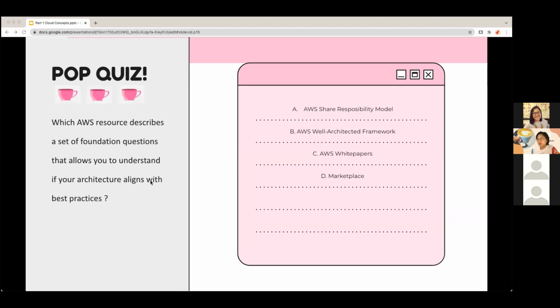So let's have a quick pop quiz about what we just discussed. Which AWS resource describes a set of foundation questions that allows you to understand if your architecture aligns with best practices? Maybe put your answers in the chat box. Is it the AWS Shared Responsibility Model, the AWS Well-Architected Framework, AWS White Papers, or the Marketplace?